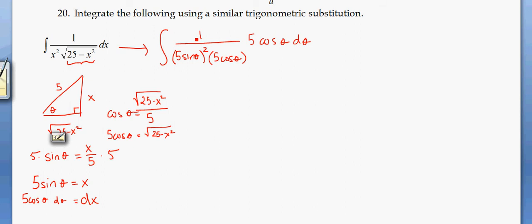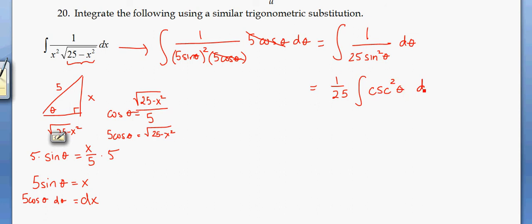Okay, so now let's look at our integral. However you look at it, we eventually have 1 over 5 sine squared times 5 cosine, and then again times a 5 cosine. So we've got a 5 cosine in the numerator and a 5 cosine in the denominator. That makes things nice because now we can just cancel. And again, we should be expecting lots of things to be canceling when we're doing these sorts of problems. So I'm left with 1 over 25 sine squared theta d theta. Make sure you square the 5 also. That's a common mistake for students. So that's 1/25 times, if I want to write it another way, cosecant squared d theta.